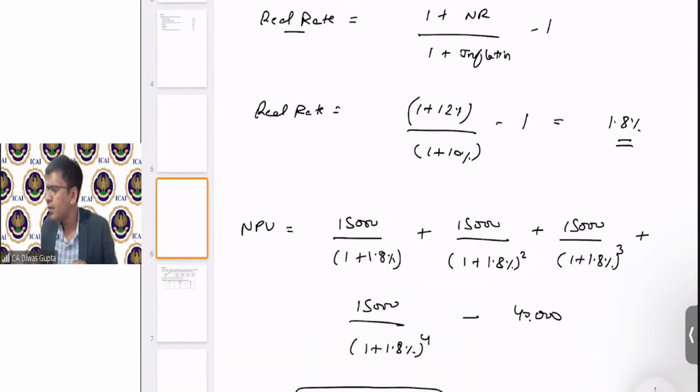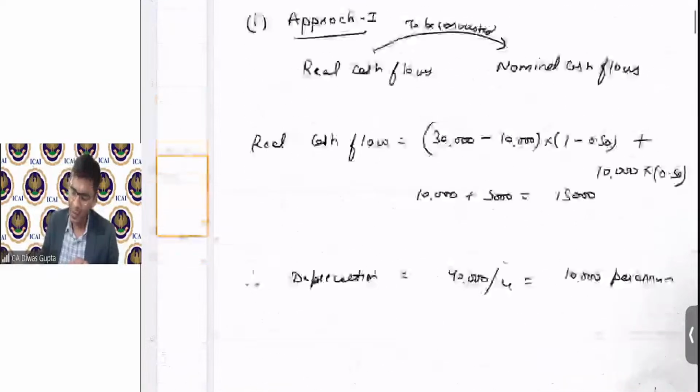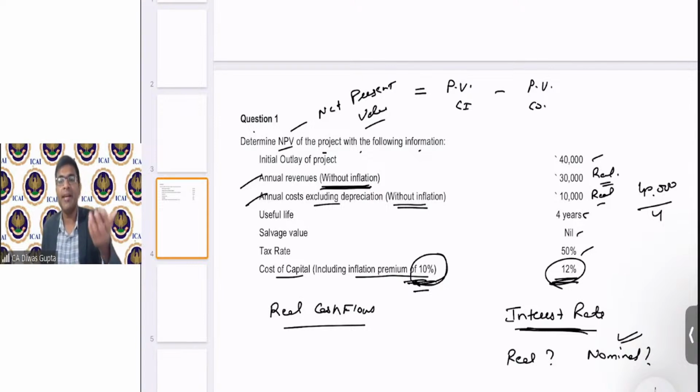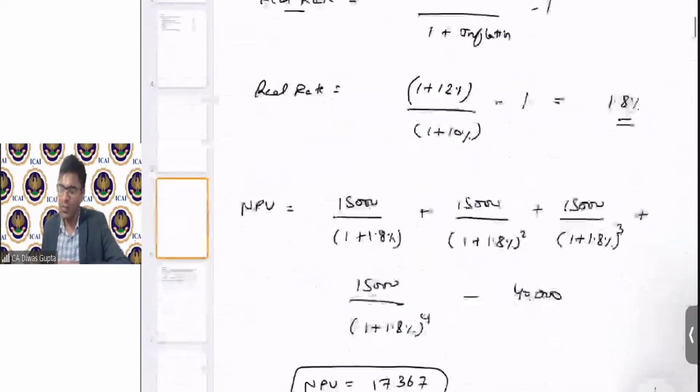Then next, Gurram is saying, sir, in the second case the inflation rate is 2%, but you have taken 10%. Gurram, please check. Okay, let me also check the facts of the question. It says inflation is 10%, Gurram. So if you see, inflation is 10%, nominal rate is 12%, then what will be the real rate? The real rate will be (1 plus 12%) divided by (1 plus 10%) minus 1, which is 1.8%.